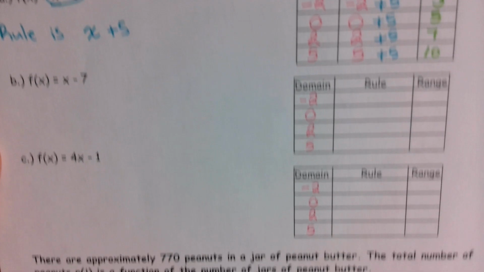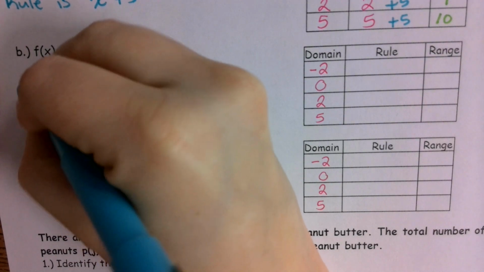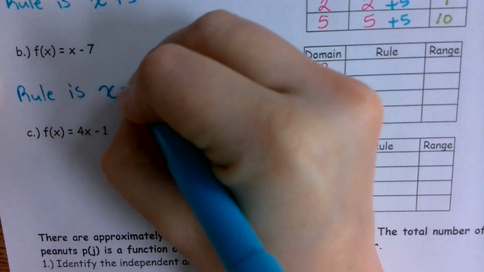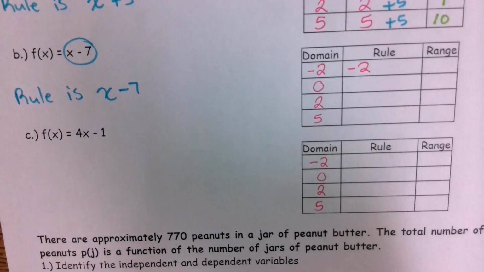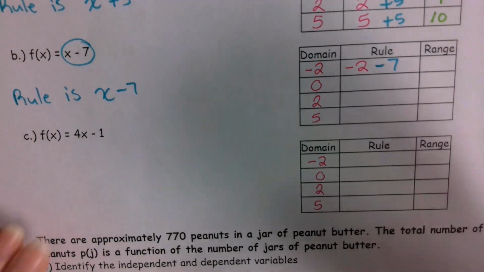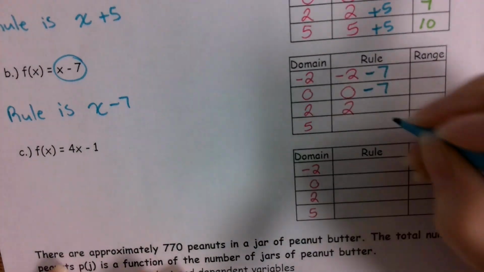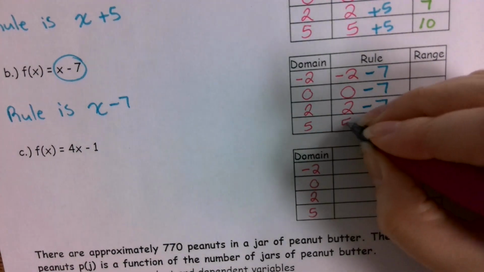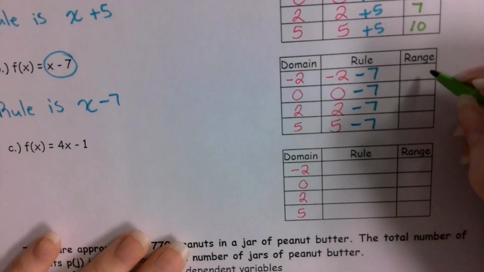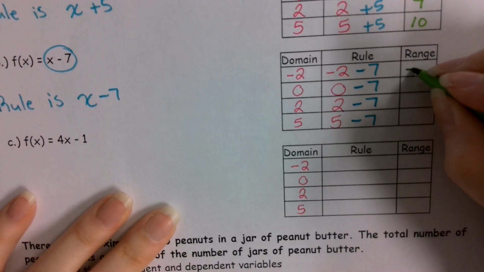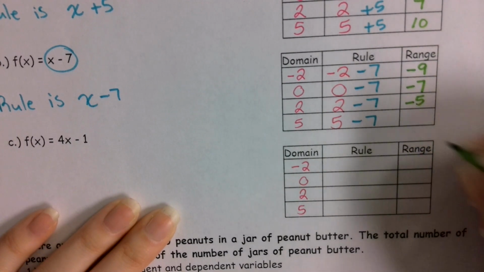All right, for problem B, what's the rule? X minus 7. Okay, so the rule is x minus the 7. So when we plug that in, that means that we're going to be doing negative 2 minus 7. We're going to do 0 minus 7. We're going to do positive 2 minus 7. And we're going to do positive 5 minus 7. What is the range value going to be? The first range value, what is that? Negative 9. What about the next one? Okay, next. And the last one. Good.